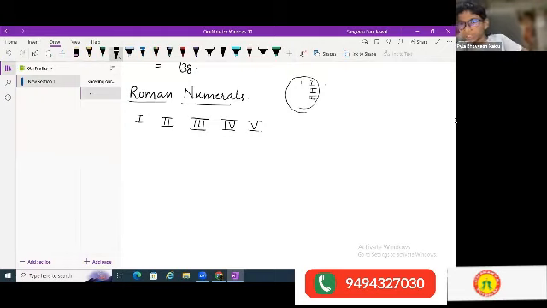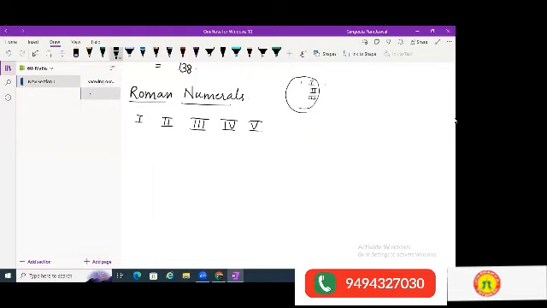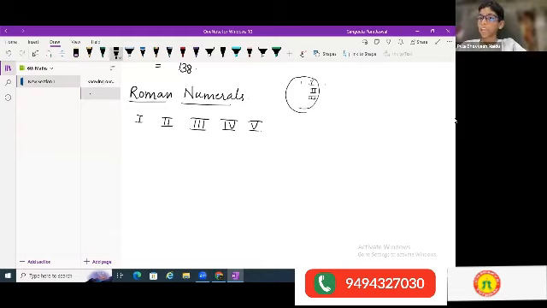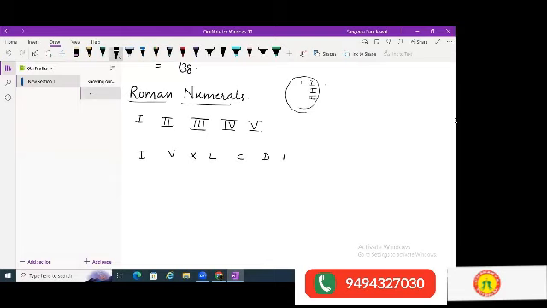If you keep anything at the right side of these Roman symbols, right side is positive, so it gets added. If you keep it at the left side, it's negative, so it will get subtracted. That's how the fourth one represents 4. Good, you know that. Now we have some symbols for this.